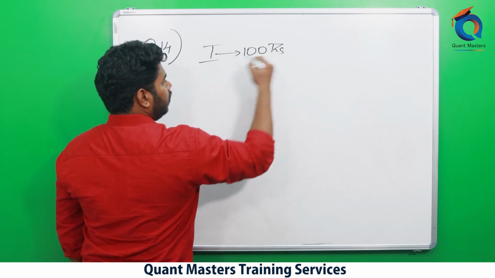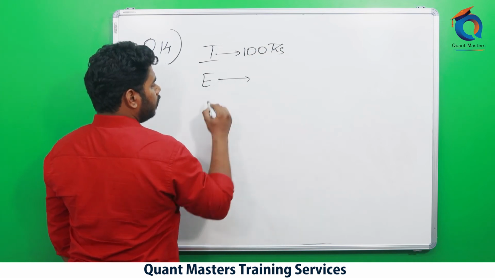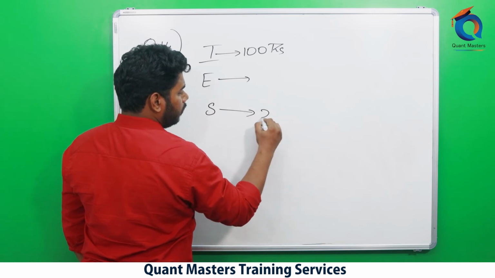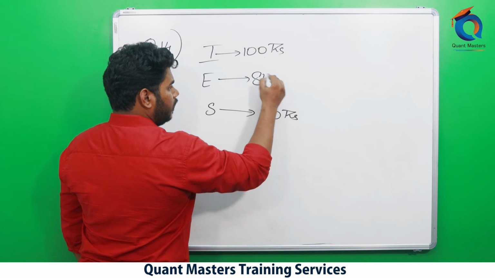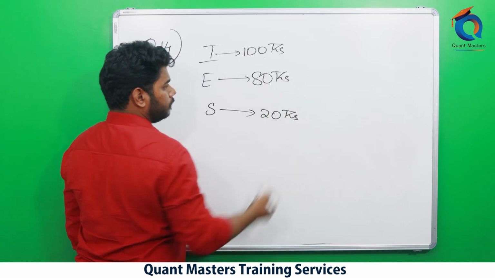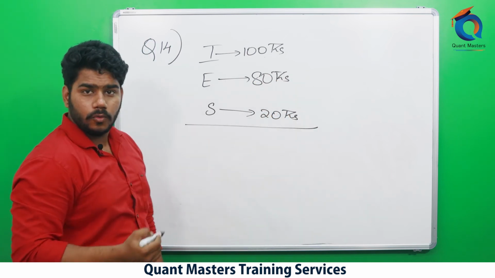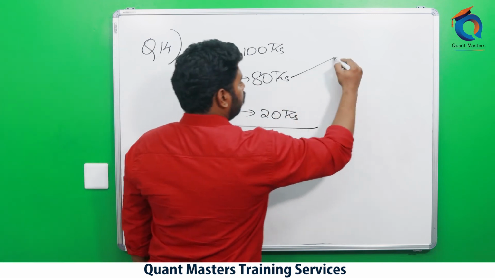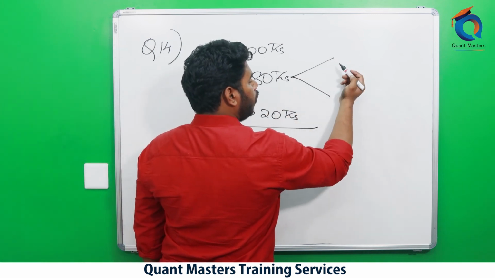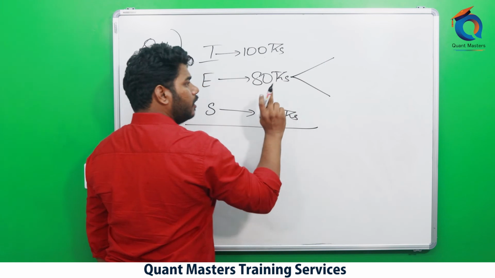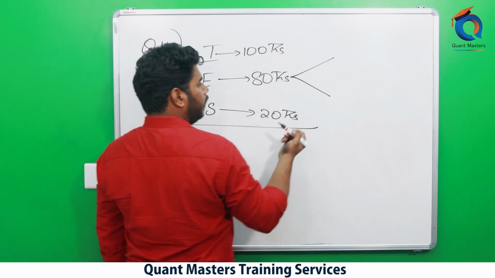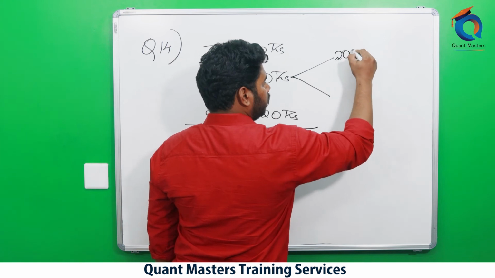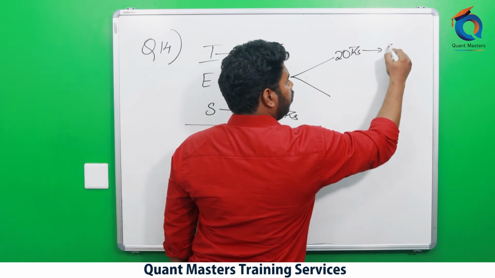In this 100 rupees, he is saving 20%, which means he is saving 20 rupees. So out of 100, if he is saving 20, can I say he is spending 80 rupees? Yes or no? Now in this 80 rupees, 25% is going on clothing. 25 by 100 is 1/4. What is 1/4 of 80? 1/4 of 80 is 20 rupees. This 20 rupees is going on clothing.